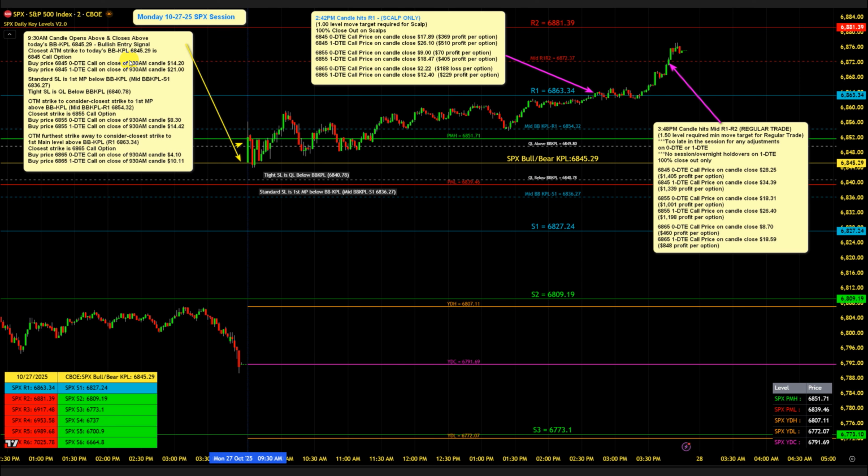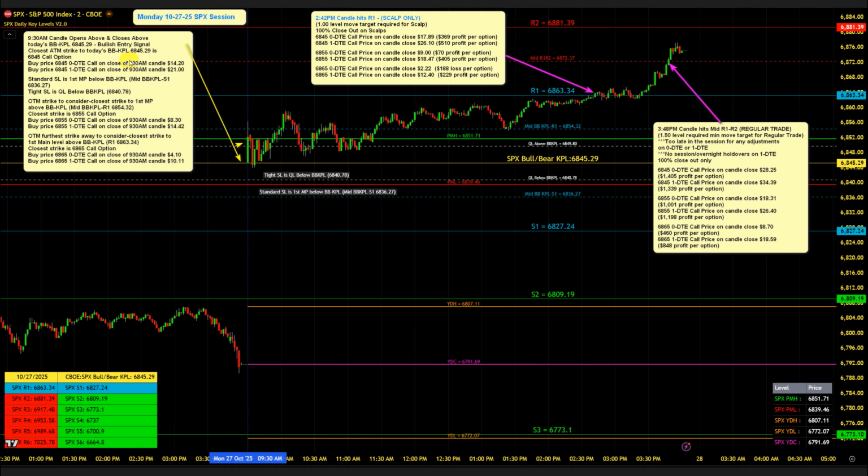So even if you are using 1 DTE options, you are still day trading them, meaning you're opening and closing them in the same session. You're not holding these options overnight, and you're not holding them day to day. So this particular indicator is not for swing trading, it is for day trading only.